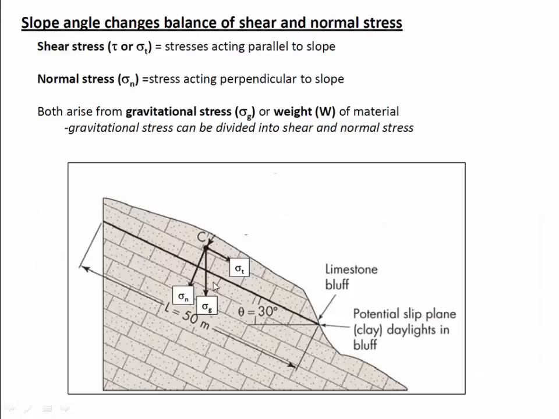And the key point is that as we change the slope of this surface, the relative magnitudes of shear stress or normal stress actually get bigger or smaller. So if we were to make this slope 60 degrees instead of 30 degrees, the size of the shear stress vector would get bigger, and the size of the normal stress vector would get smaller, and we would be more likely to have a landslide because shear stress was so much bigger than normal stress.